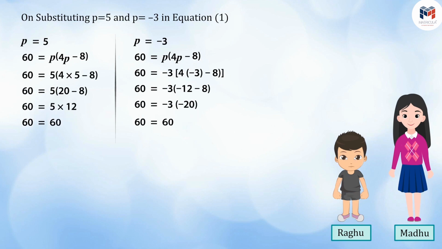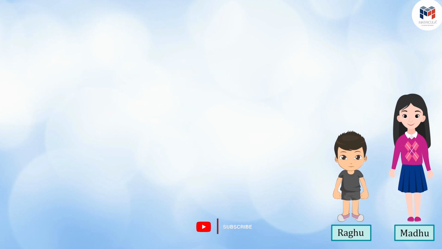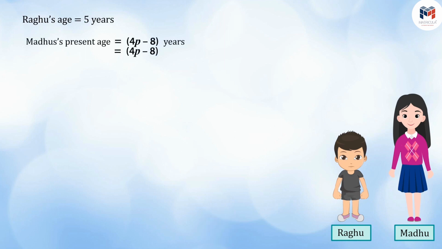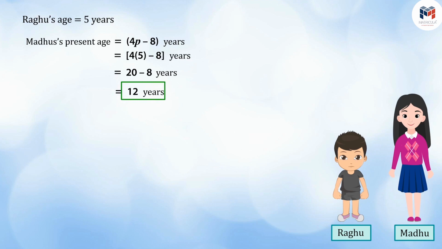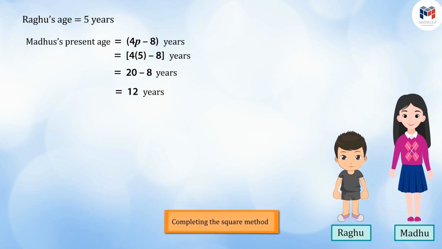But if we wish to find out the age of Raghu and Madhu, and age cannot be a negative integer, therefore we will take the value of p as 5. Thus, Raghu's age will be 5 and Madhu's age will be 12 years. The method which we have used to find the age of Raghu and Madhu is called completing the square method.